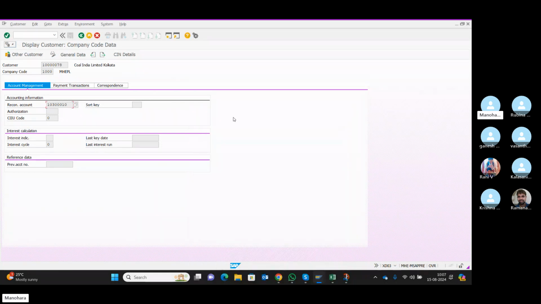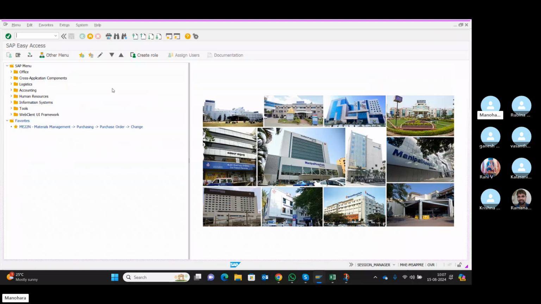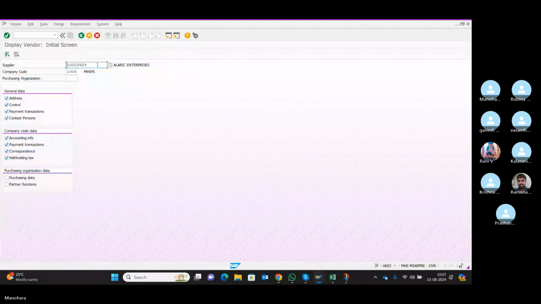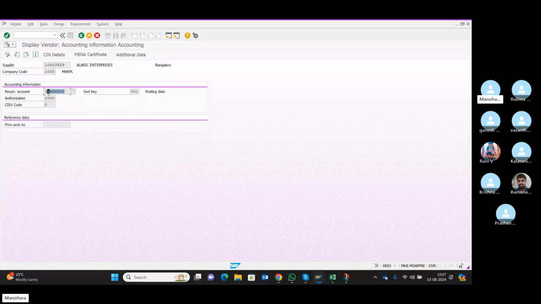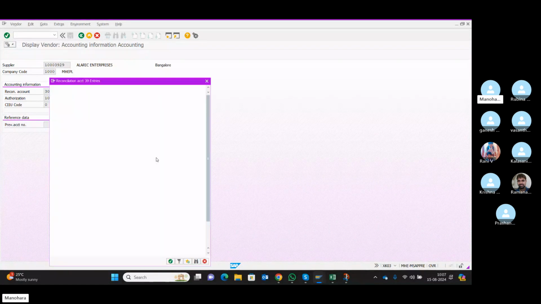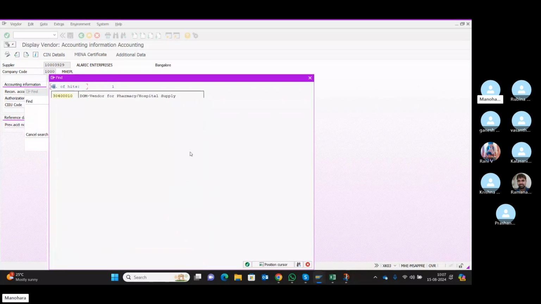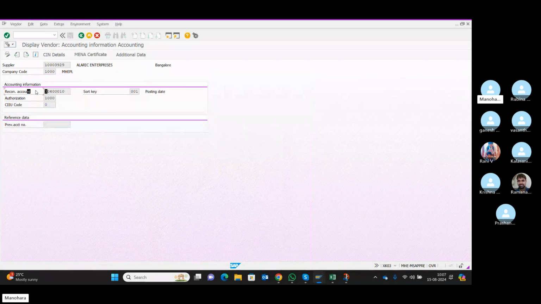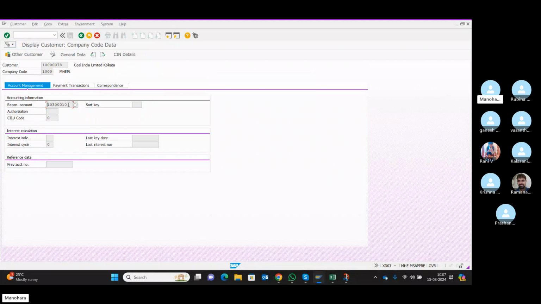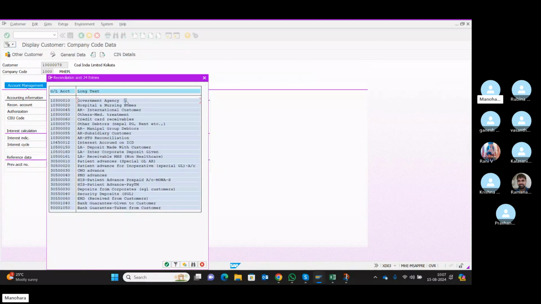See, for example XK03. I'll color it. So here reconciliations we are giving. See, for reconciliation we are giving domestic vendor for pharmacy and hospital supply assignment. So this is a domestic vendor. For this domestic vendor we have given the reconciliation here. Like that for customers we have given one reconciliation. So he is a government vendor customer. So we have given government agency.